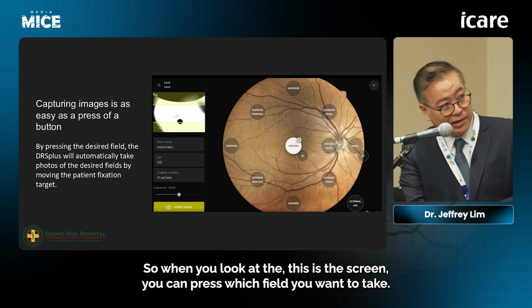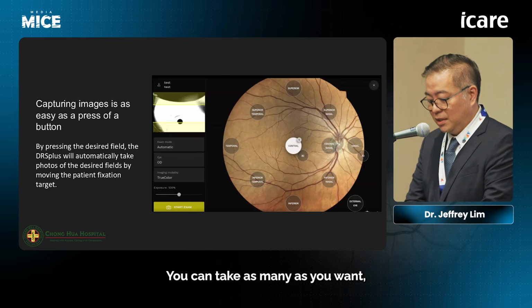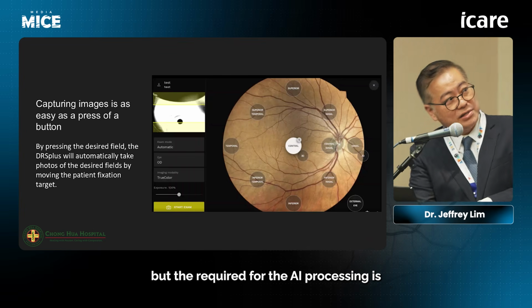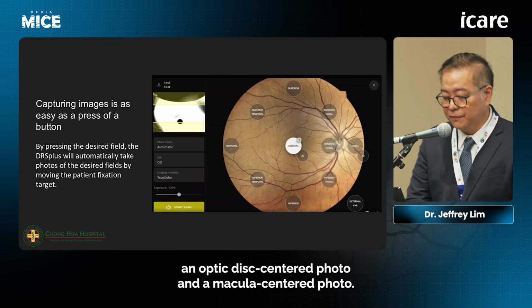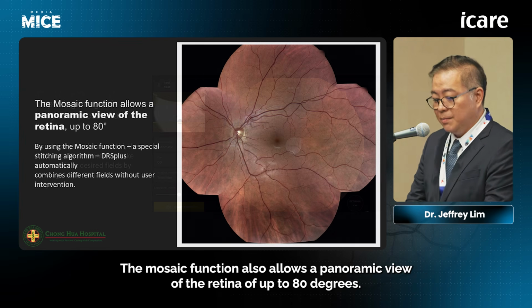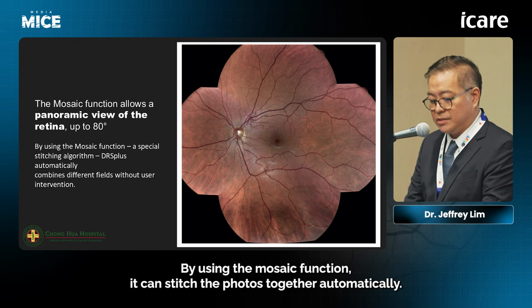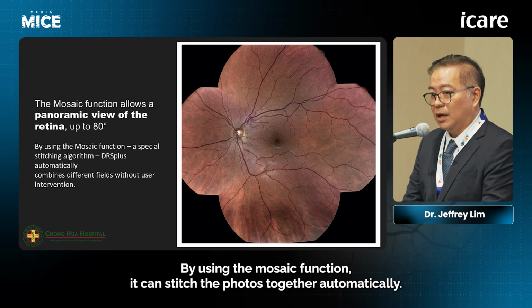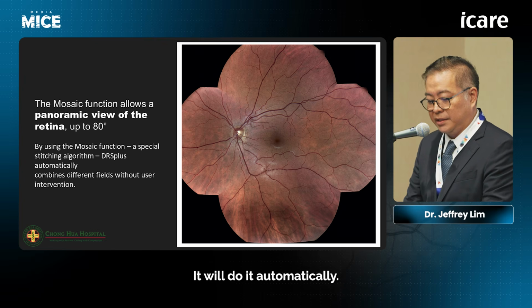When you look at this screen, you can press which field you want to take. You can take as many as you want, but what is required for the AI processing is an optic disc centered photo and a macula centered photo. So the AI needs two photos to be able to make an analysis. The mosaic function also allows a panoramic view of the retina of up to 80 degrees. By using the mosaic function, it can stitch the photos together automatically. We don't really need to align the photos, it will do it automatically.